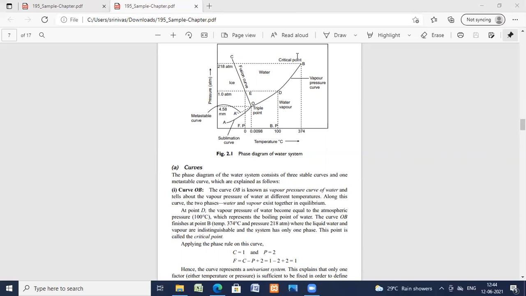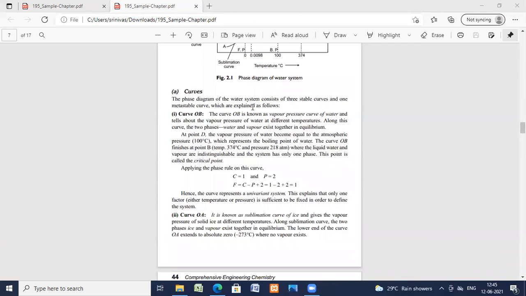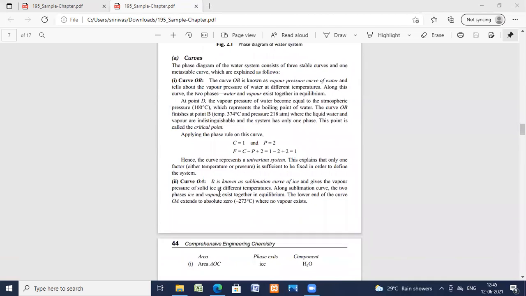Curve OB finishes at B, where liquid water and vapor are indistinguishable and the system has only one phase. This point is called the critical point. So C is equal to 1, P is equal to 2, and F is equal to C minus P plus 2, so 1 minus 2 plus 2 is equal to 1. Hence the curve represents a univariant system. This explains that only one factor needs to be fixed to define the system.